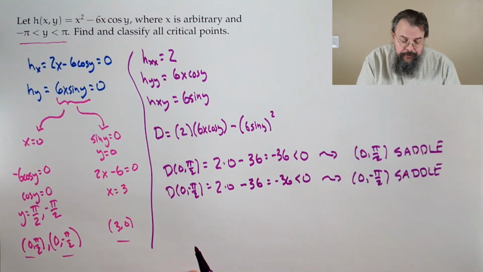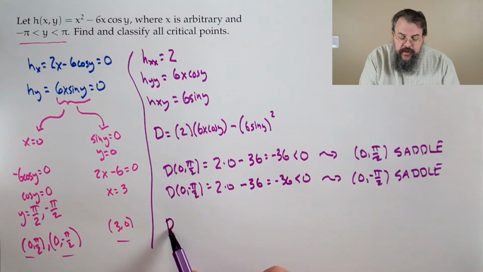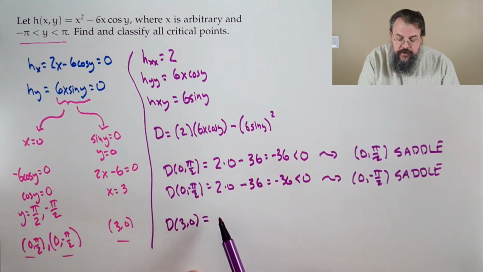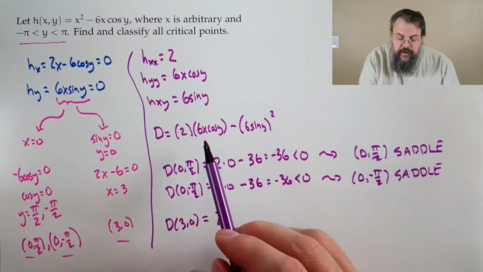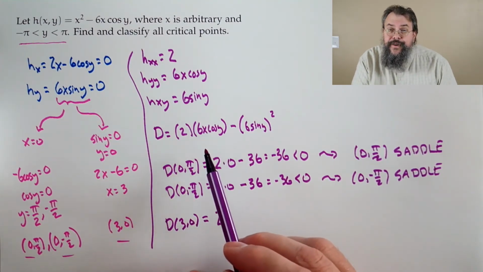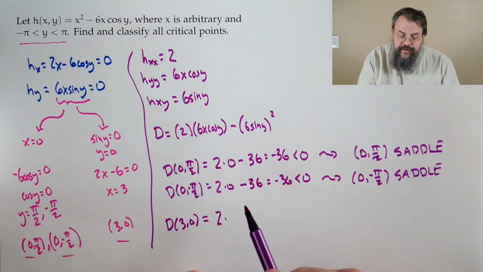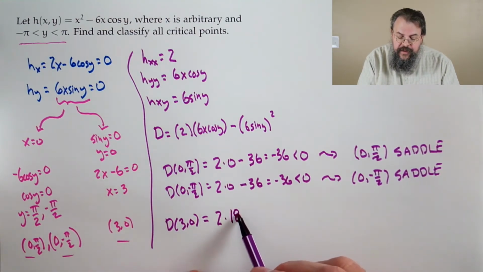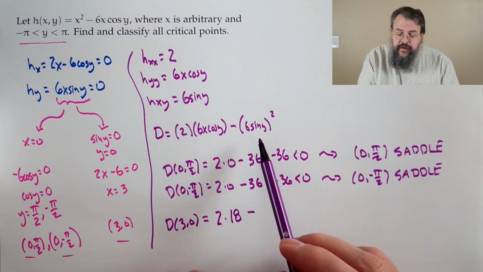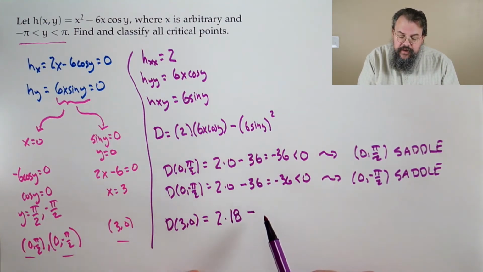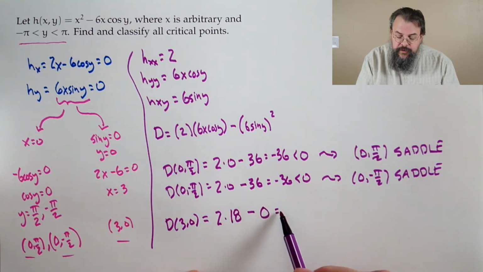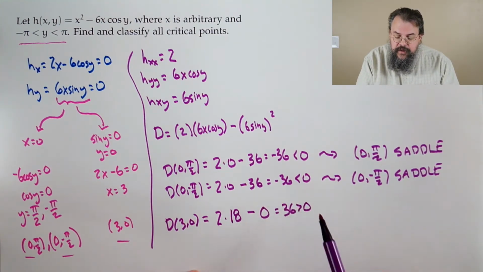One more to go. Plugging in 3, 0. Well, we're going to get 2. Then we have 6 times 3 times cosine 0. Well, that's 6 times 3 times 1. That's 18. All right, minus, now sine of 0 is 0. So times it by 6, still 0. Square of 0 is still 0. So we end up with positive 36, which is positive.